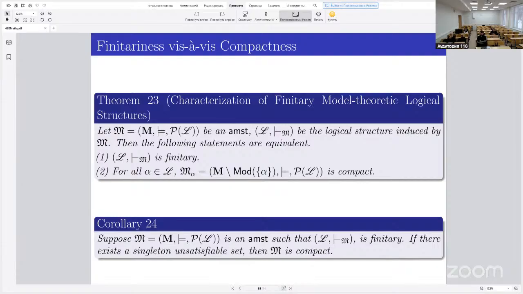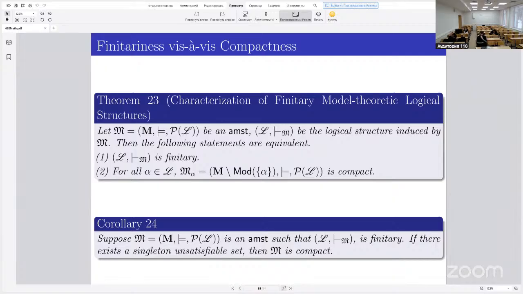This is surprising because now suppose you have the compactness theorem for first order logic. You know that this is finitary. And then there exists a singleton unsatisfiable set, which is again obvious. So the compactness theorem immediately follows. And the compactness theorem also immediately follows if you have semantically defined logical structures, which is exclusive. So basically you just need one unsatisfiable set, and that's all.